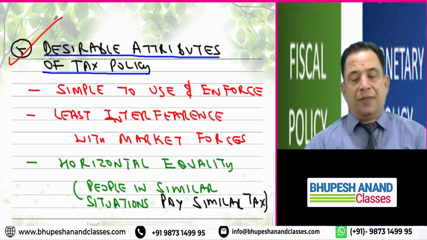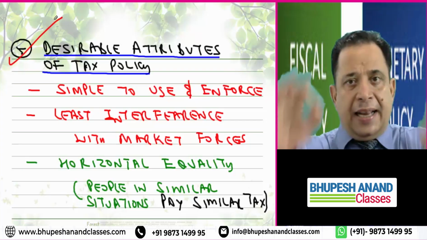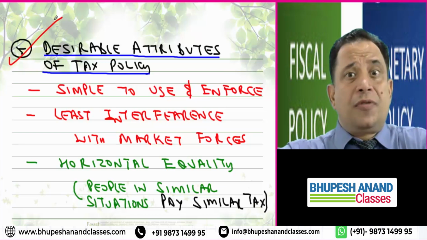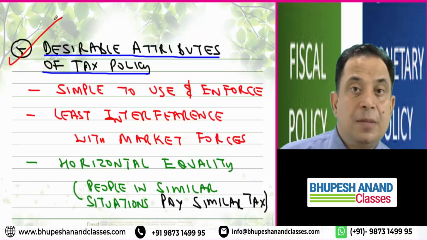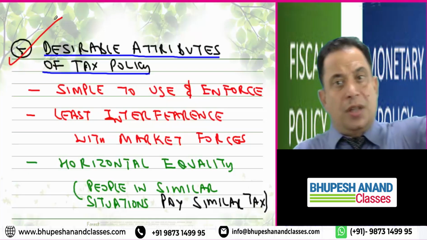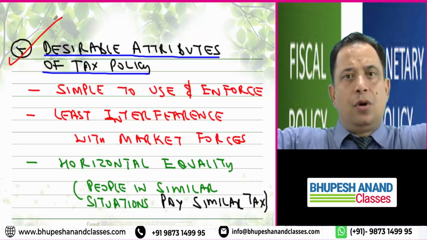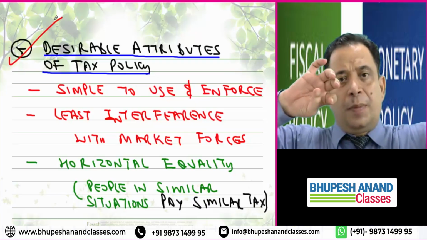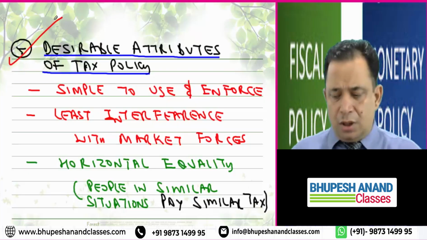First is simple to use and enforce. Government of India is doing hard work just to simplify the payment of tax and to enforce. So simple to use and enforce, and least interference with market forces. It means the tax policy should not interfere with the market forces. These two are separate. So tax policy should not be confused or dependent on or related with market forces.